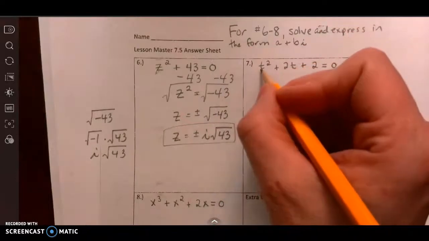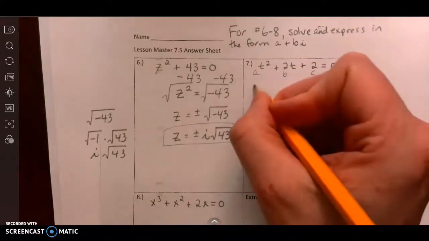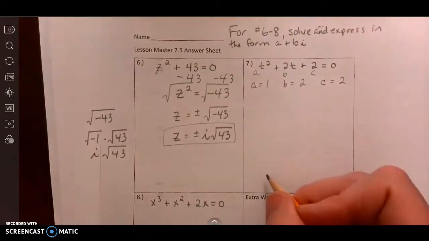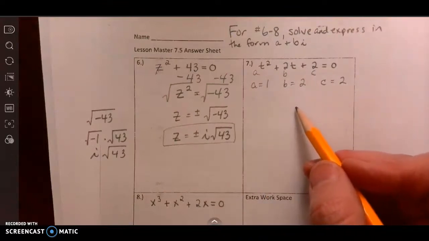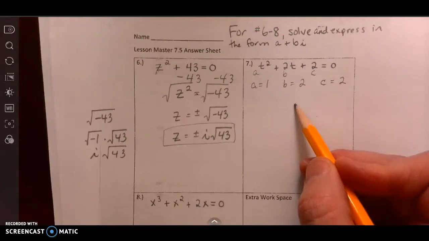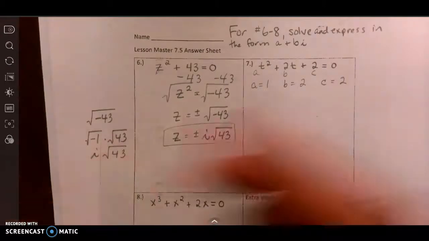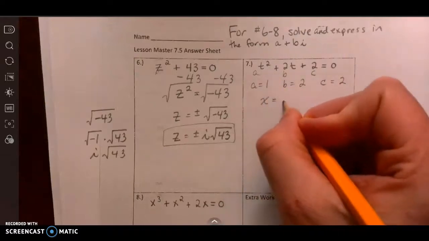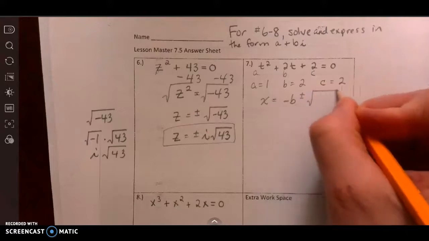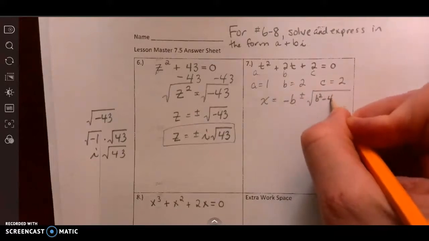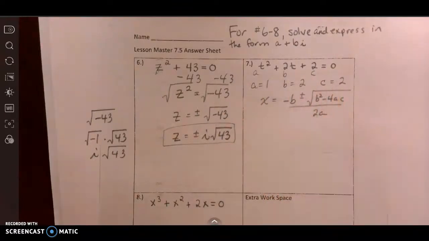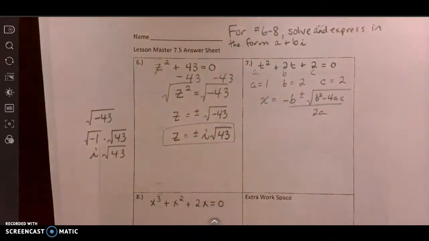For this one here, I'm going to look at my a, b, and c values. So a is 1, b is 2, c is 2, and you'd want to go through and use the quadratic formula. Make sure you simplify at the end to the simplest form possible. But I'm going to let you try putting that in the quadratic formula. Remember, quadratic formula is opposite of b plus or minus square root of b squared minus 4ac all over 2a.